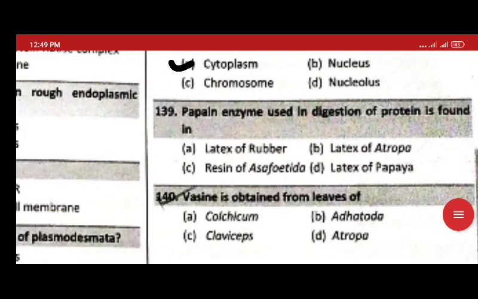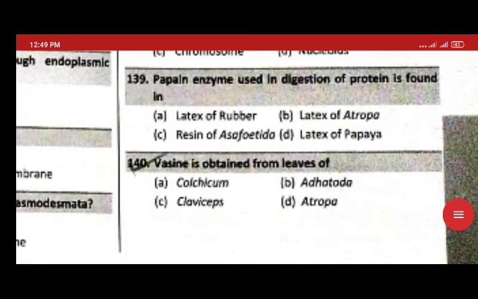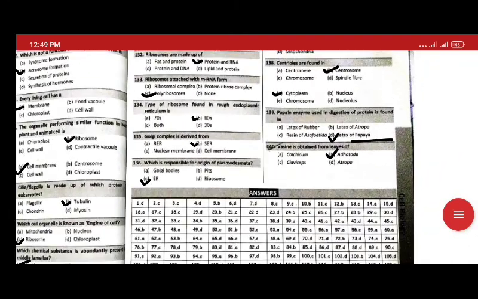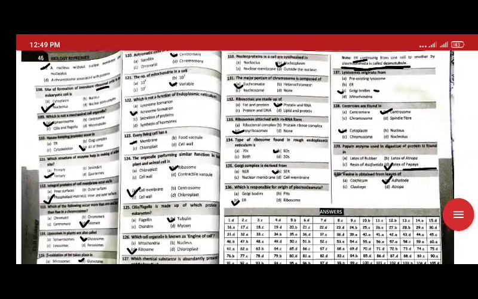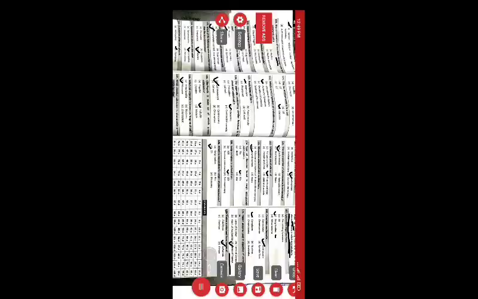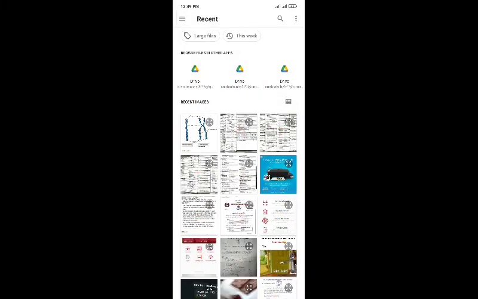Now 139, papain enzyme digests protein. So papain is from what? Papaya. Papain is from papaya. 140, vaccine is obtained from leaves of what? So this option B is correct. So this is our Cell: The Unit of Life topic. So you should get this.